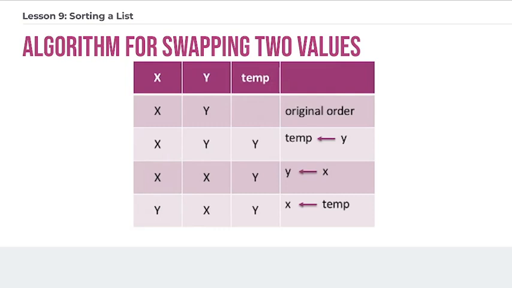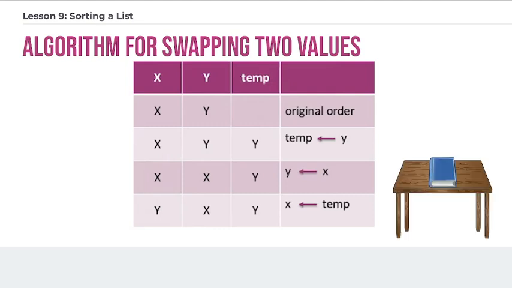Think of the temp as whatever the table or chair or desk that you had to set down that heavy book. You've got to put it somewhere so that we can move, copy the book over to the other hand. All right, and then pick up the value that was in temp.